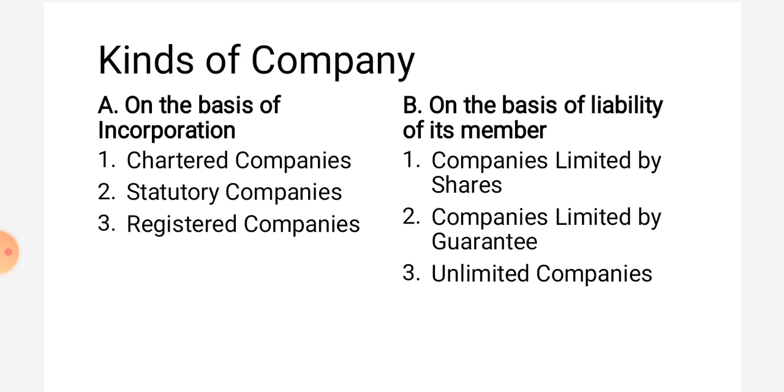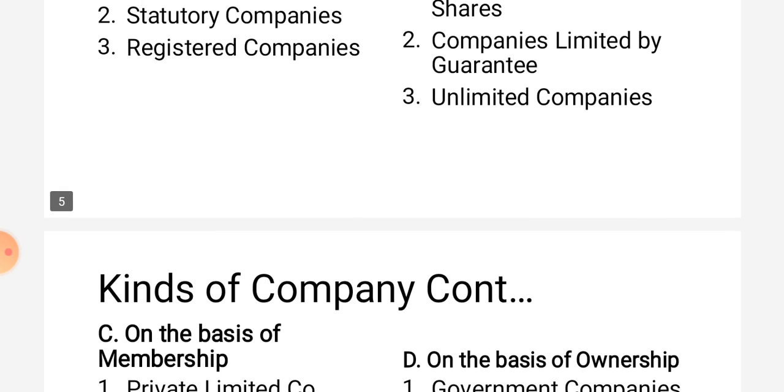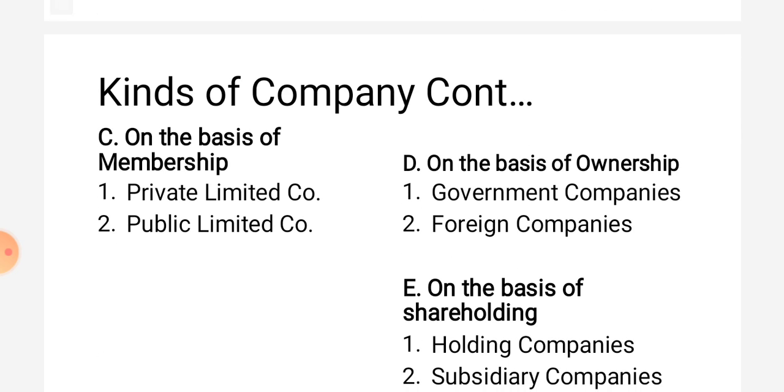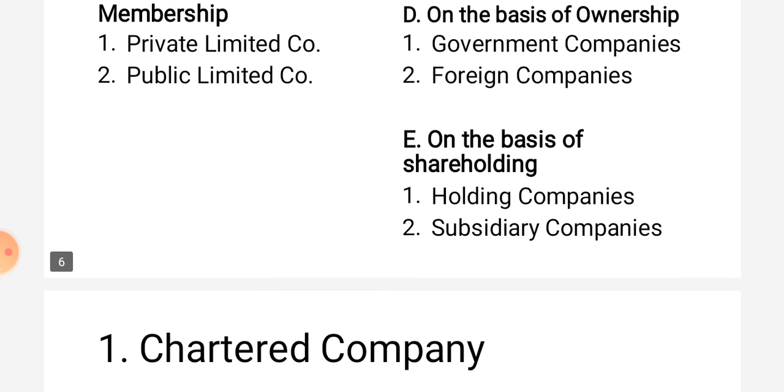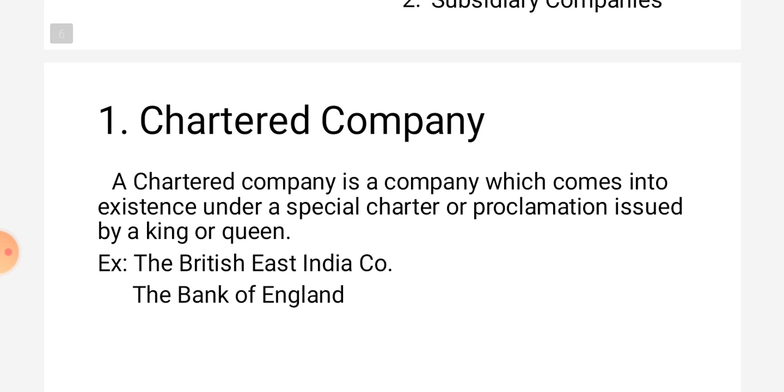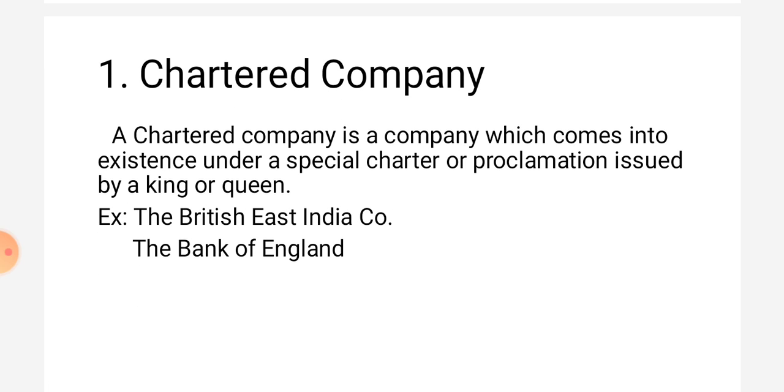Say you have to see A. Under A there are three types, B there are three types. Again here C, that you have to understand what is C. There are two types. D there are two types, and E there are two types. Now let us understand the meaning of these companies.